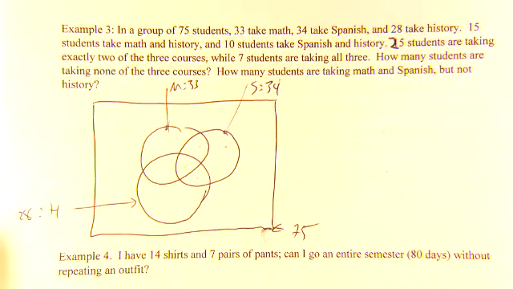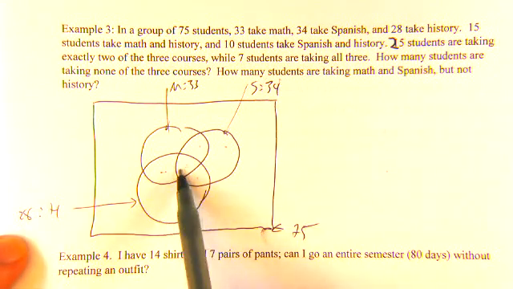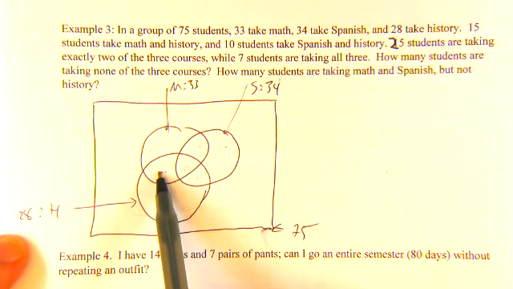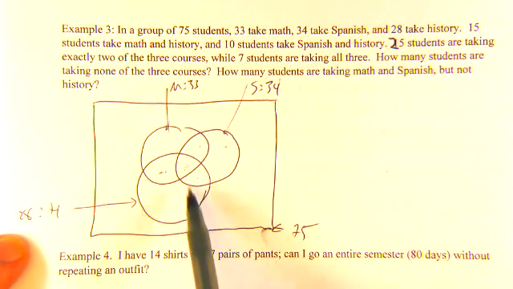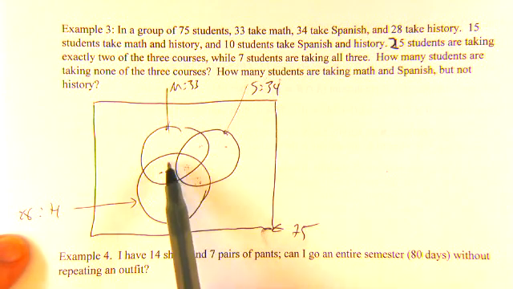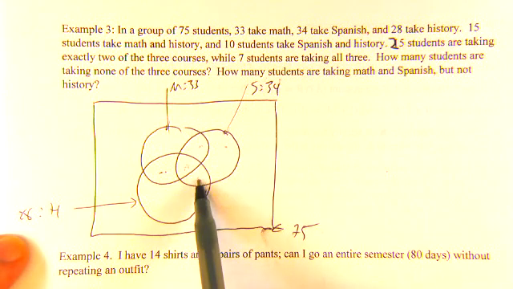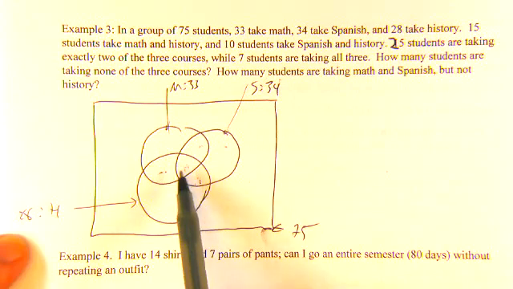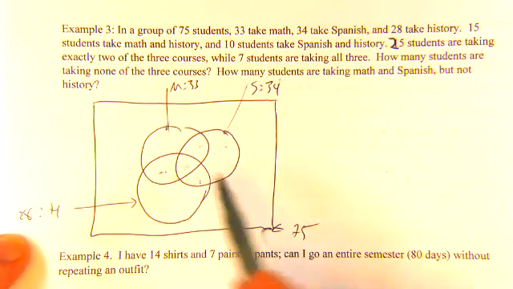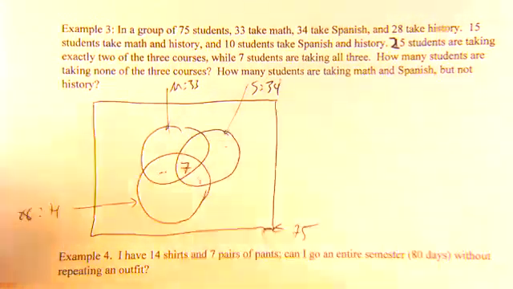So 15 students take math and history. That tells me that these 2 areas have to add up to 15. 10 students are taking Spanish and history. That tells me that these 2 numbers have to add up to 10. 25 are taking exactly 2 of the 3 courses. Exactly 2 of the 3 courses is this region, and this region. Right? Spanish and history, but not math. Math and Spanish, but not history. Math and history, but not Spanish. And 7 are taking all 3. So 7 is all 3.